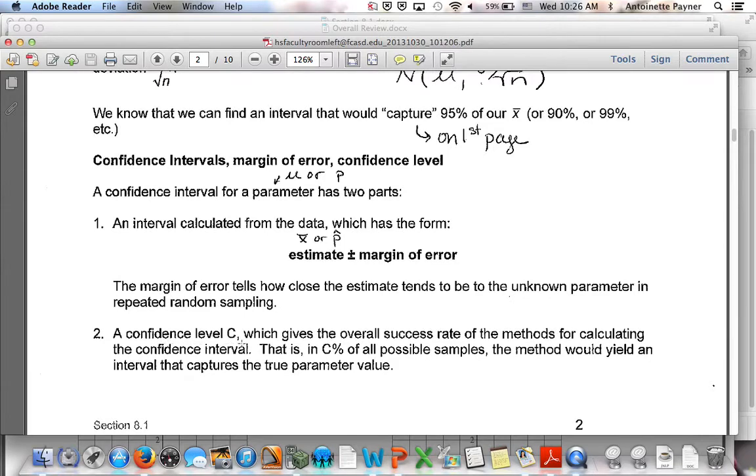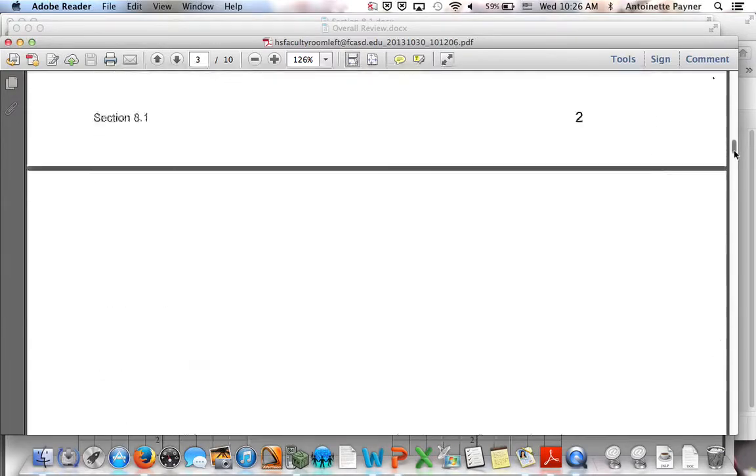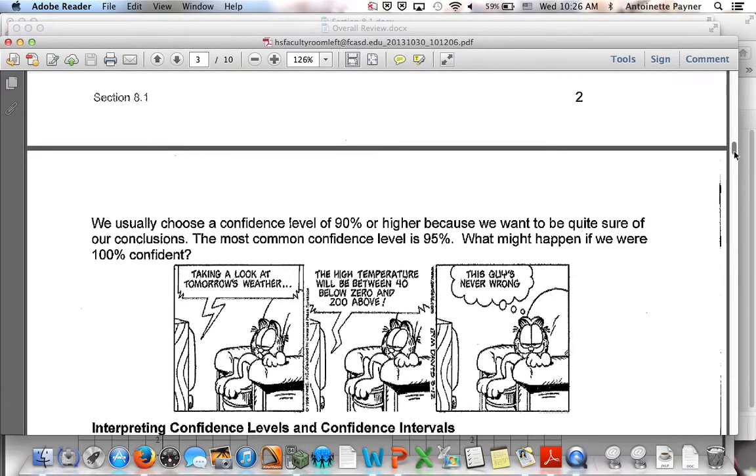The second part is a confidence level C, which gives the overall success rate of the method for calculating the confidence interval. That'll be the second part when we give our confidence interval. It is in C percent, so if it's 95%, then of all possible samples, the method would yield an interval that captures the true parameter value. We usually choose a confidence level of 90% or higher because we want to be quite sure of our conclusions. The most common confidence level is 95%.